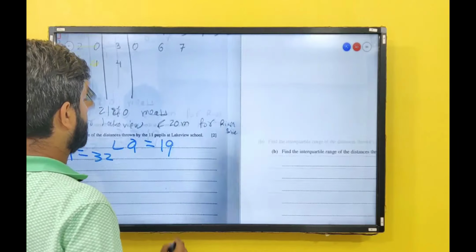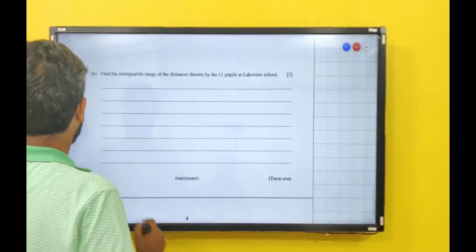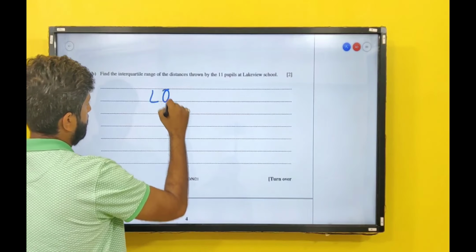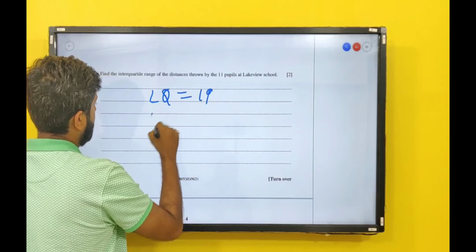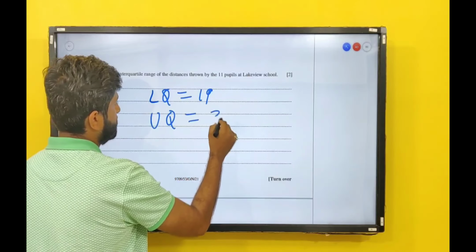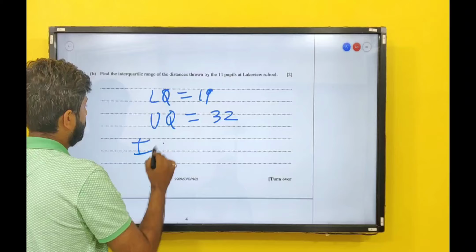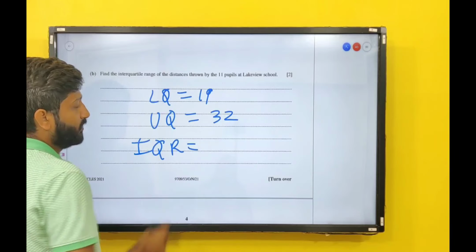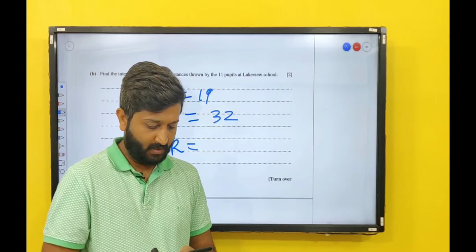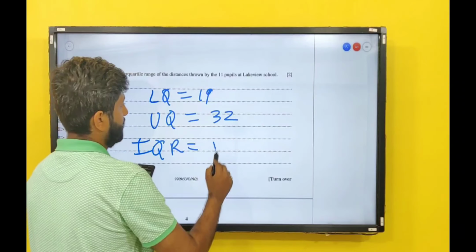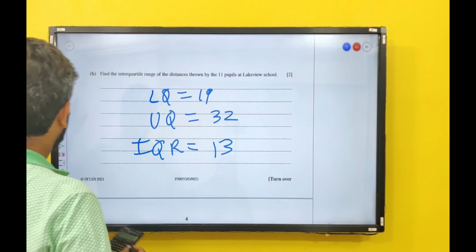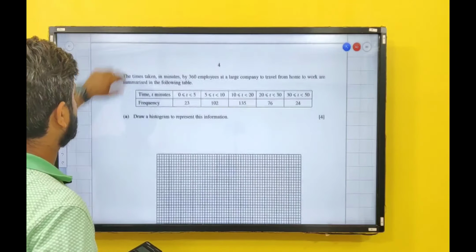So let me write here: lower quartile is 19 and upper quartile is 32. Therefore my IQR is going to be 32 minus 19, which is 13. Okay. Let's move to the next question.